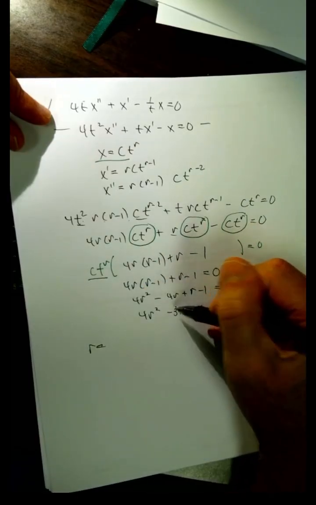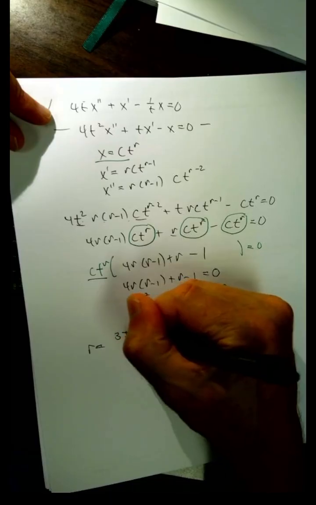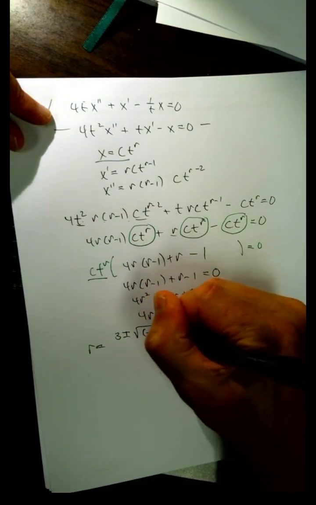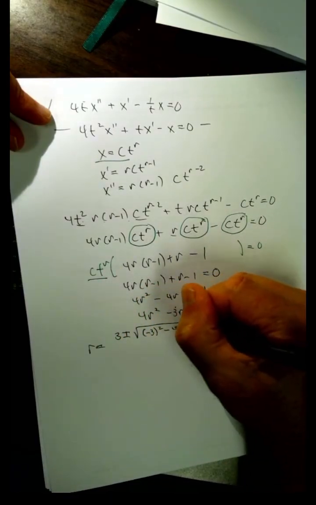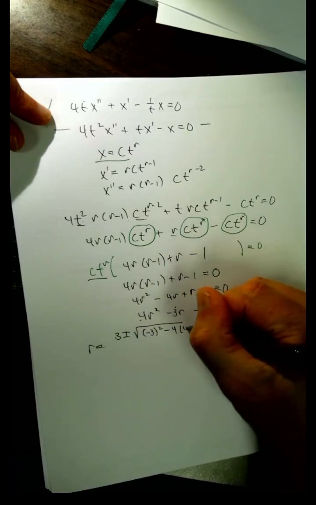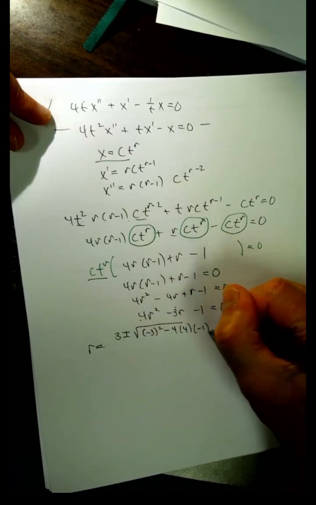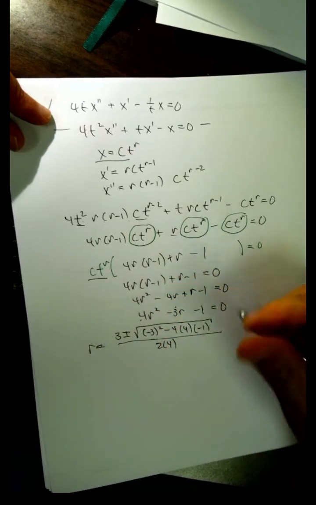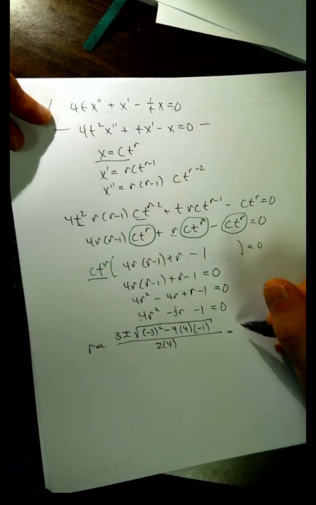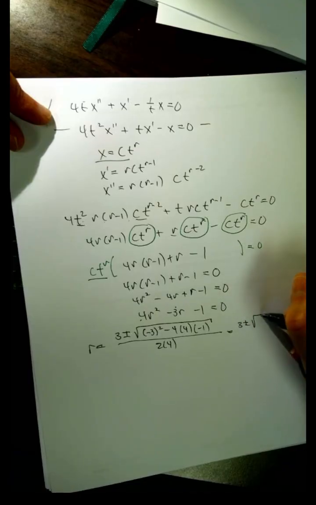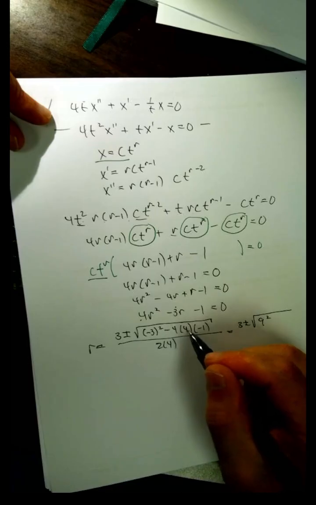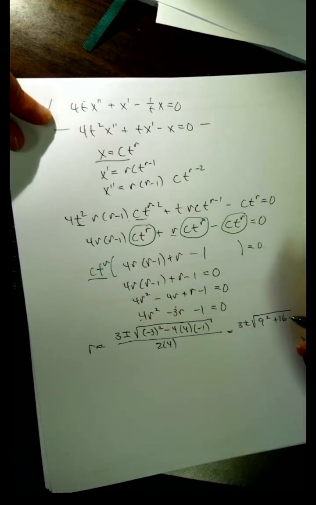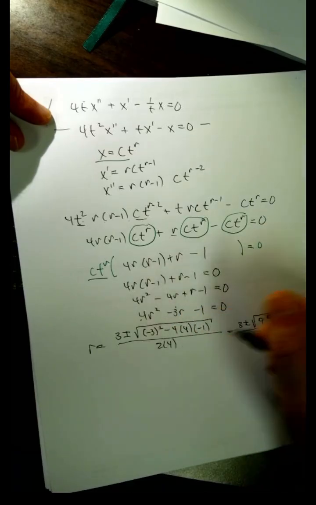B is minus 3, so minus b, minus 3, is 3. So I'm going to have minus 3 squared minus 4 times, in this case, a is 4 and c is minus 1, all over 2 times a, so 2 times 4. So let's clean that up. So minus 3 squared is 9. This becomes minus 16 times minus 1 is plus 16. Oops. 3 squared is 9, not 9 squared. 2 times 4 is 8.